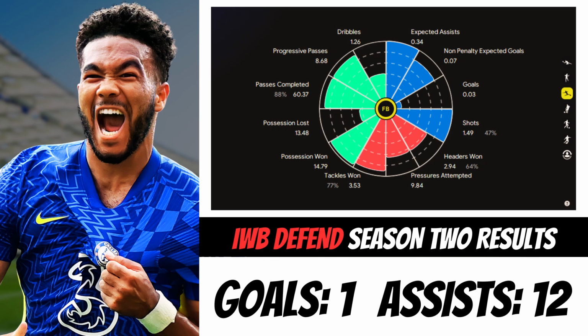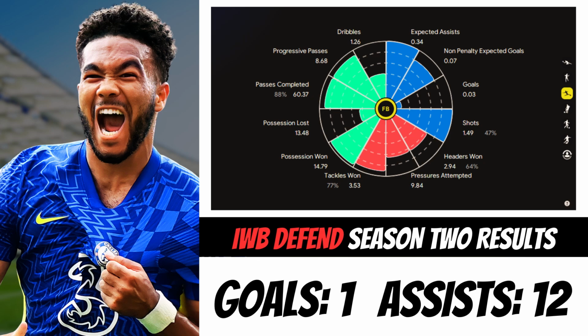But the expected assists at 0.27 per match, that is still fairly good. And you look at those pressures attempted, tackles 1, the possession lost compared to 1. That is absolutely amazing. If you were looking for a more defensive style, this is definitely going to be the role for you. Now in test 2, he ended up having 1 goal and 12 assists. So they are capable of producing some pretty decent assist numbers.